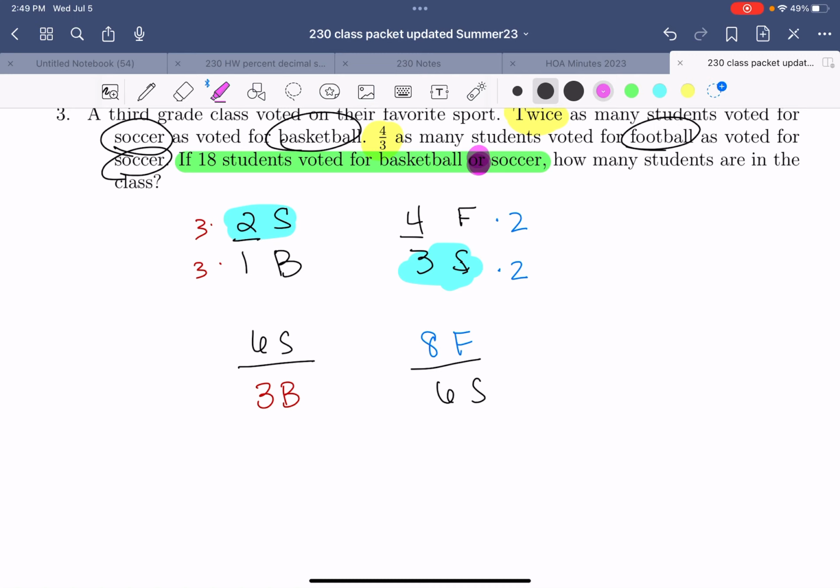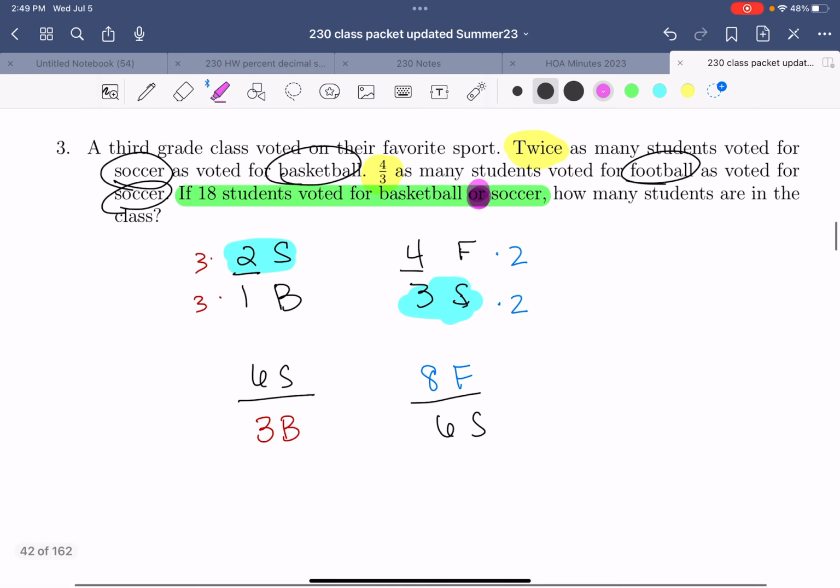If you were in the classroom and you said, stand up if you voted for basketball or soccer, that means that the people who voted basketball will stand up and the people who voted for soccer will stand up. So you need to know how many boxes are basketball and soccer, and that has to represent your 18 students, okay? And hopefully that'll get you going towards your answer.